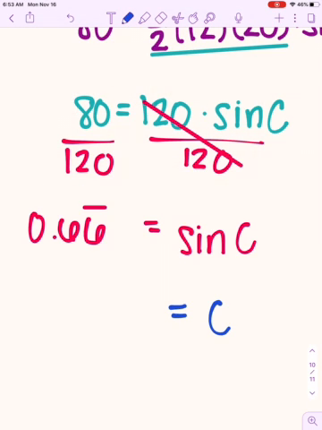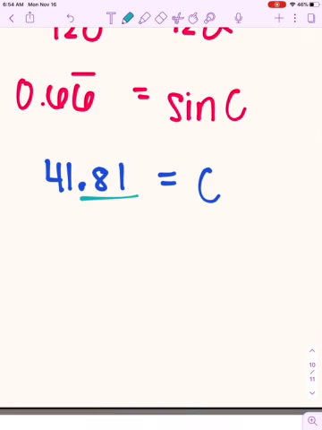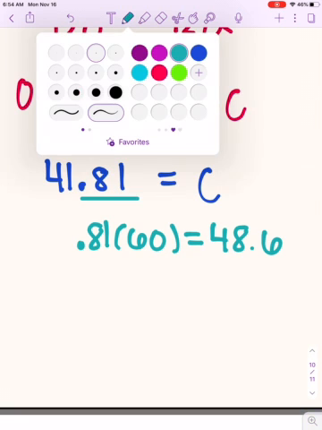So leave the 0.6 repeating in your calculator. Don't round it, don't do anything. Then second sine, because that's the sine of your angle, second answer. We get 41.81. Okay. It said to round to the nearest minute, so we're going to take the decimal and multiply it by 60 because minutes are split into 60ths. So I do 0.81 times 60, and we get 48.6.